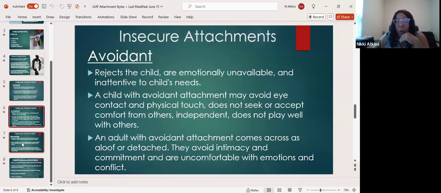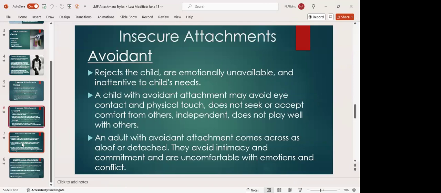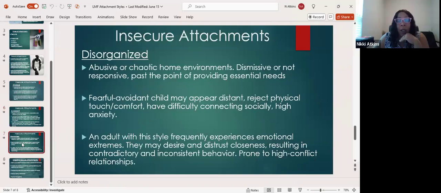The next one is the avoidant. The emotionally unavailable. What was the next one? Doesn't seek or accept help. And then this one is disorganized. It's a combination of the two. A combination of anxious and avoidant.